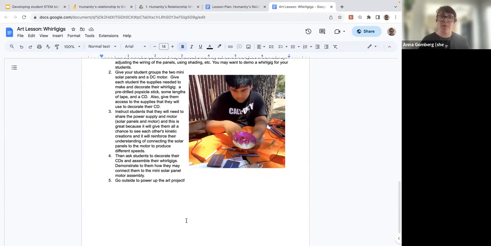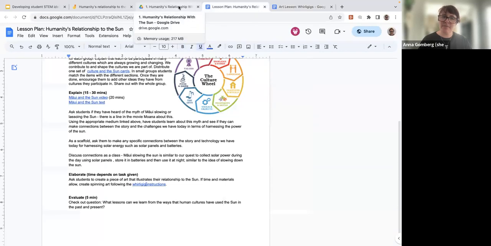So the prompt that I gave my students was to design something that represented how they felt about the sun or something like that. So it's just a really fun, engaging activity, and it's solar power, it's very quick, very simple. Think about it if you have mini solar cells and motors. So yeah, that's that first one.